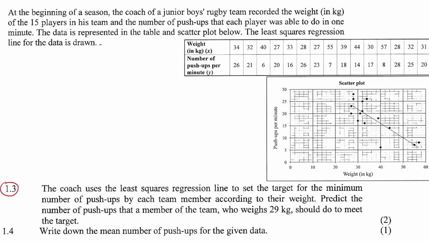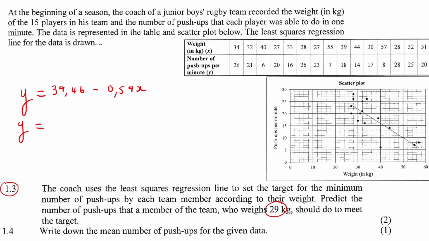This question now says, the coach uses the least squares regression line to set the target for the minimum number of push-ups by each team member according to their weight. Predict the number of push-ups that a member of the team who weighs 29 kg should do to meet the target. Okay, so we found in that formula that we got 39,46 minus 0,59x. And so the coach wants us to use this formula now to predict how many push-ups a 29 kilogram person should be able to do.